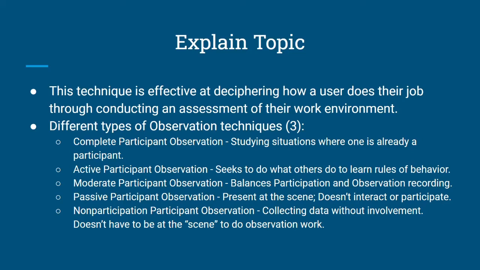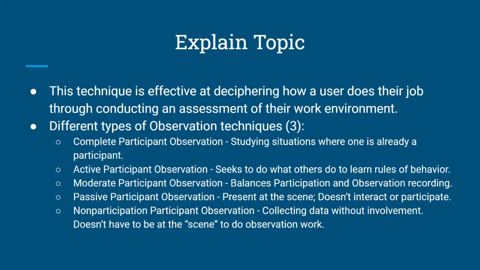Then you have passive participant observation. This is where the observer is present at the scene, but they don't necessarily interact or participate with anybody around them. An example of this is a football game, right? If you go to a football game, you're not going to be jumping in to play football as an observer. You're going to watch and see how the teams interact with each other. So you're there, you're present, you're just not interacting with that project.